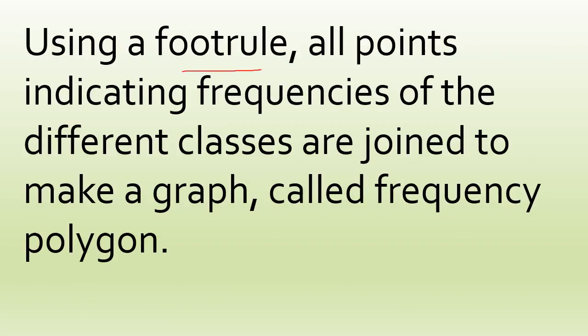Using a foot rule, all points indicating the frequencies of different classes are joined to make a graph called a frequency polygon. Now after marking the frequencies corresponding to all the midpoints of class intervals, we join all those points using a foot rule. And finally we will get a frequency polygon.